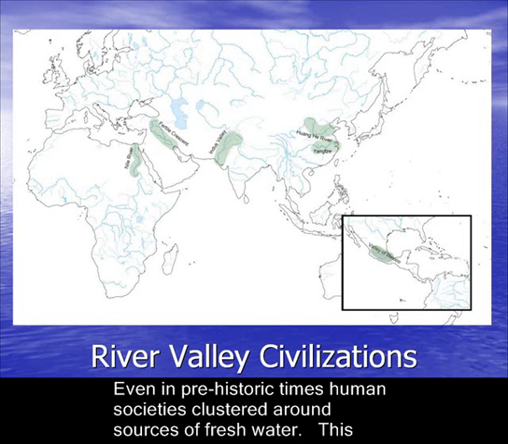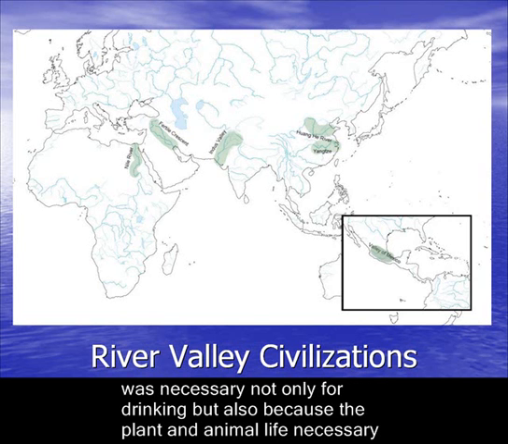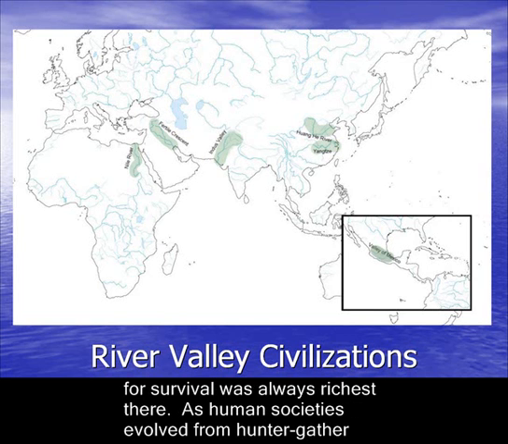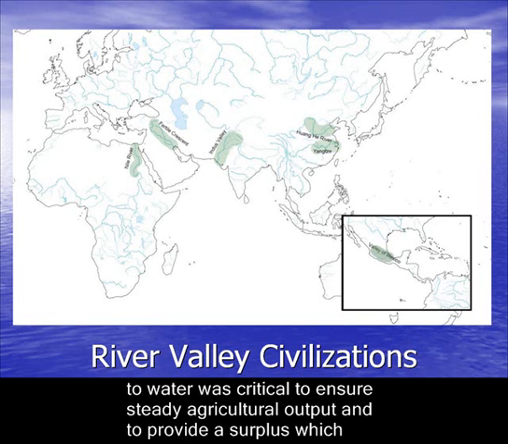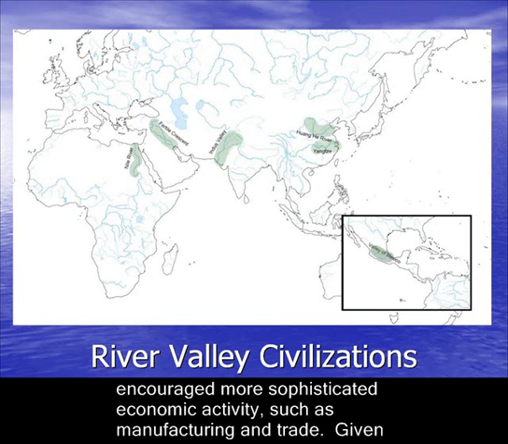Even in prehistoric times, human societies clustered around sources of fresh water. This was necessary not only for drinking, but also because the plant and animal life necessary for survival was always richest there. As human societies evolved from hunter-gatherer economies to settled agrarian economies, this connection became even closer. Proximity to water was critical to ensure steady agricultural output and to provide a surplus, which encouraged more sophisticated economic activity, such as manufacturing and trade.